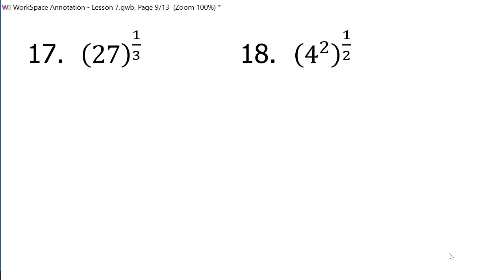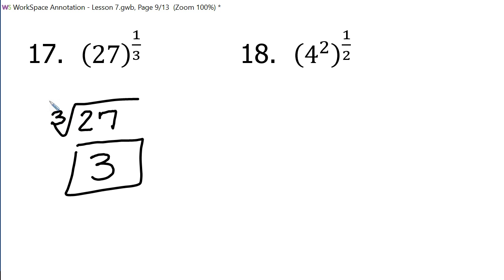Number 17, my hint to you. If it's a rational exponent, what do you have to do with it? Change it to a radical. So write your radical symbol. What number goes under it? 27. What root are you taking? Third root. What power do you raise it to? First. Do I put a 1? Do I have to? No. Is that my answer? No. Simplify that. What's the cube root of 27? 3. Just one number. That's my answer.